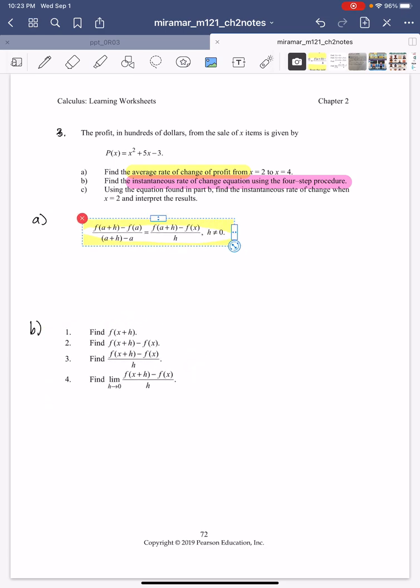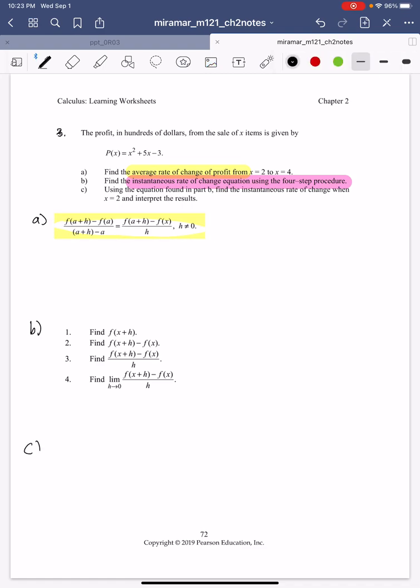This one, I'm going to have it here. And then part B. And part C is using the equation found in part B, find the instantaneous rate of change when x equal 2. So that means the instantaneous change function is f prime, but at 2. So that's what this means over here. Okay, so part C is f prime of 2, and then interpret this. Okay, so let's do that.